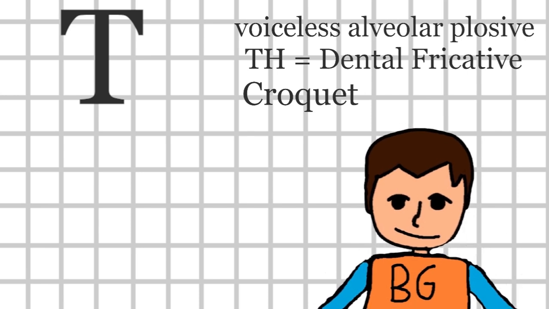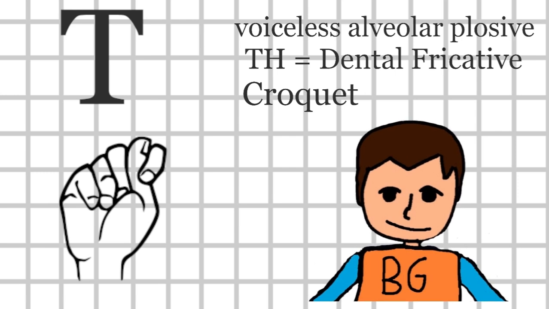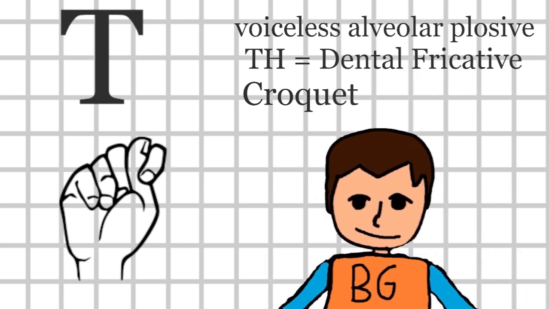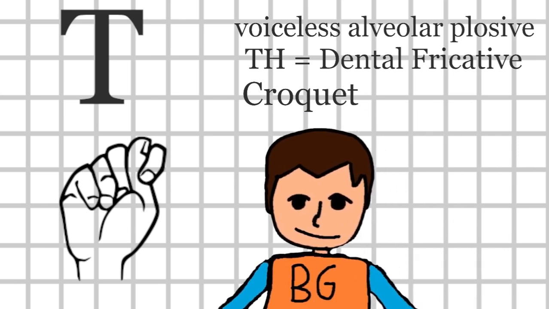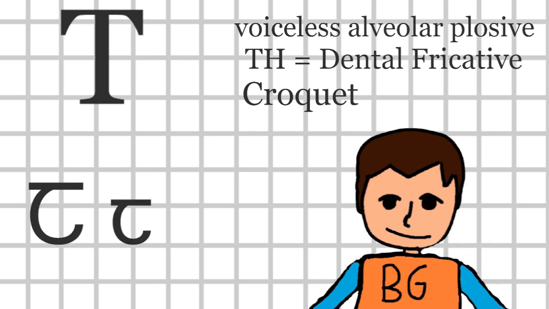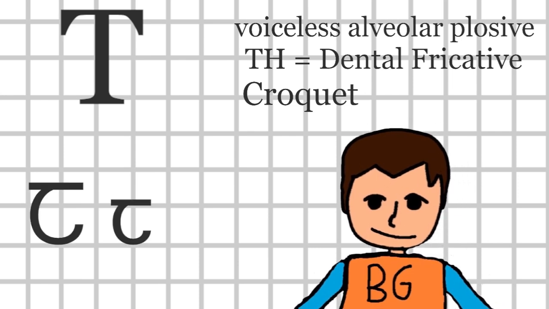So, for example, we have T in sign language. This is in American Sign Language, and this is the posture you need to make with your hand. If you make this posture, then you mean the letter T. So that's pretty cool.